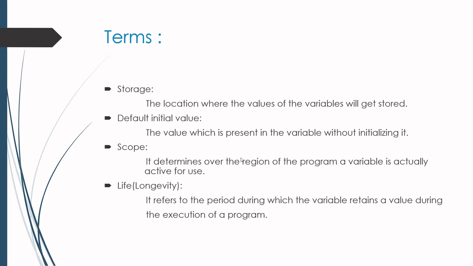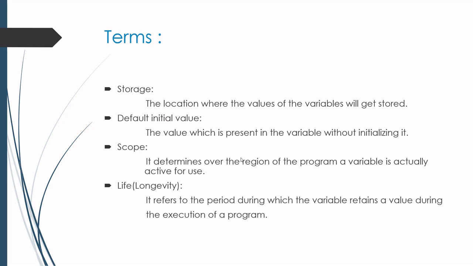And default initial value: if you are declaring a variable, the default value present in that variable before it is explicitly initialized by the programmer is called the default initial value. The next one is the scope. The scope of a variable determines the region of the program over which the value of that variable is active for use. That is called the scope of a variable.